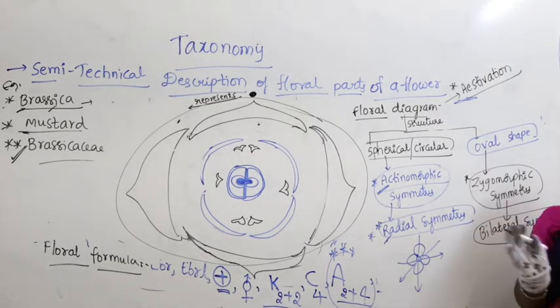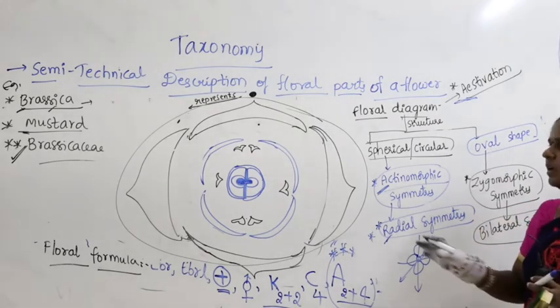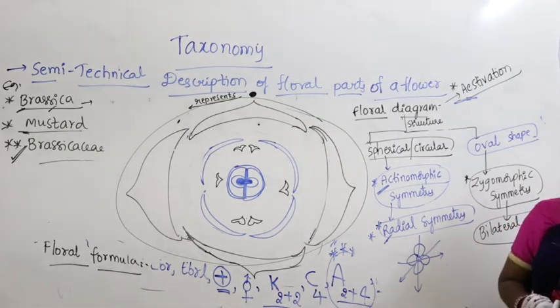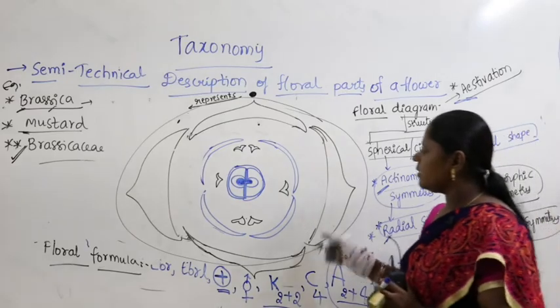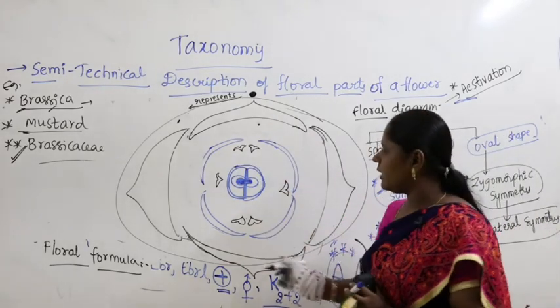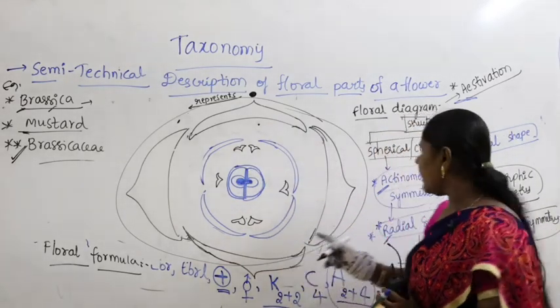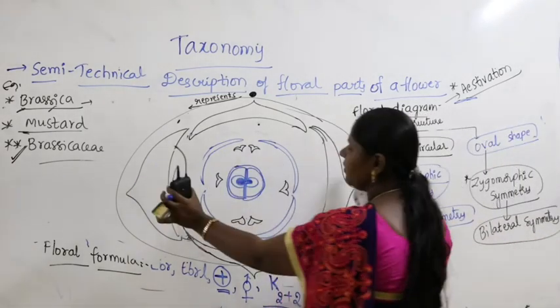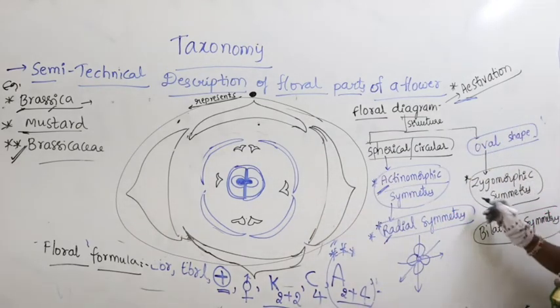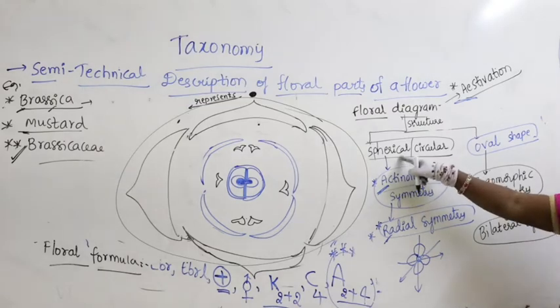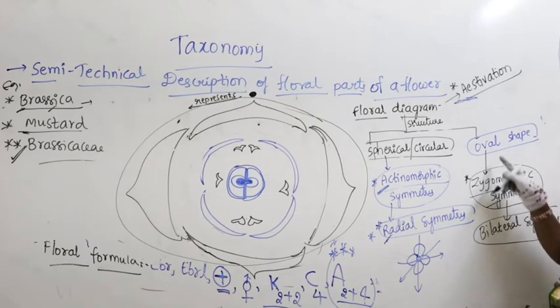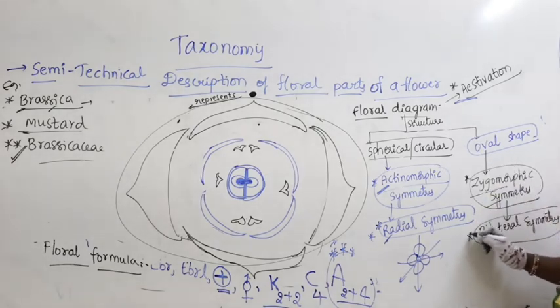If you observe the floral diagram, this is useful sometimes because at the end of the second year you have practicals. In taxonomy, if the floral diagram given in the exam is circular, that represents actinomorphic symmetry. If the floral diagram is elongated and oval in shape, then that represents zygomorphic symmetry. Always remember, a spherical floral diagram is actinomorphic, and an oval one is bilateral symmetry.